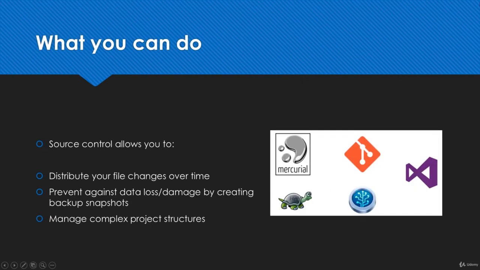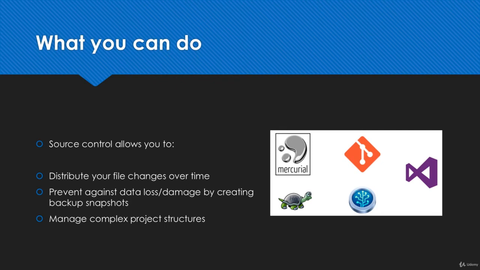So it's not just viewing your project. There's a lot of things that source control allows you to do that you might not necessarily be able to do without it. So firstly, and pretty obviously, which I explained in the previous section, is being able to distribute your file changes over time. So put it in a timeline and just extend it out so that you can see your progress over the certain time period from when you started the project to when you finished.